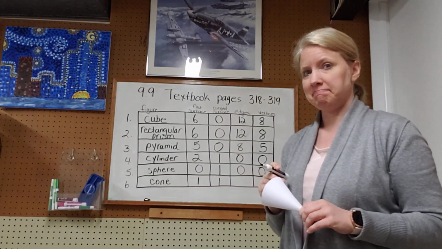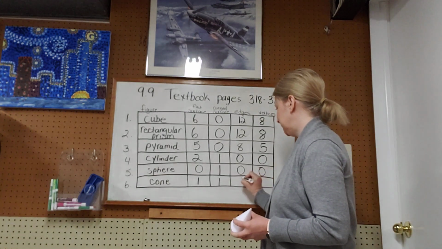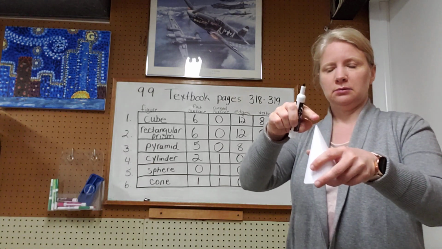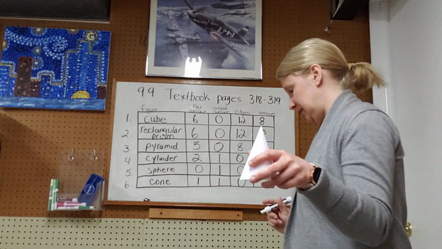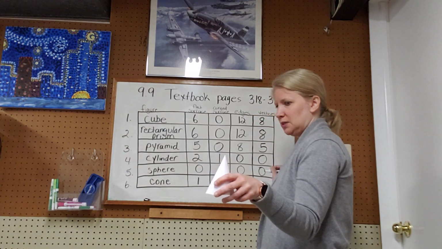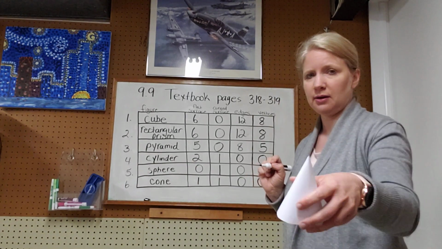Edges. Does it have any straight edges? No. But it does come up to a point. So it has 1 vertices. Oh, sorry. No. It has 0. Since it doesn't have any edges, it doesn't have any vertices. Sorry, I don't know what I was thinking.